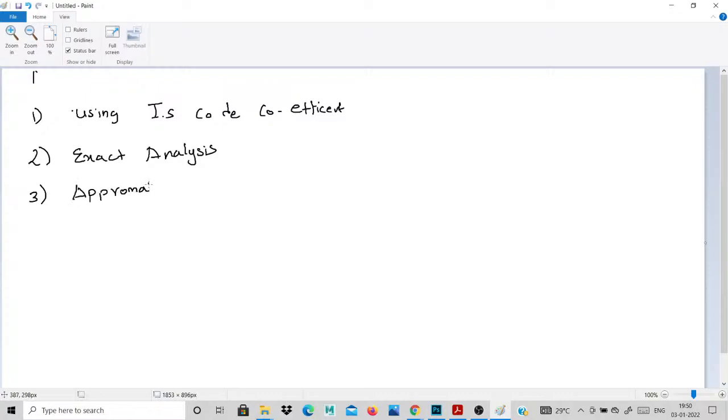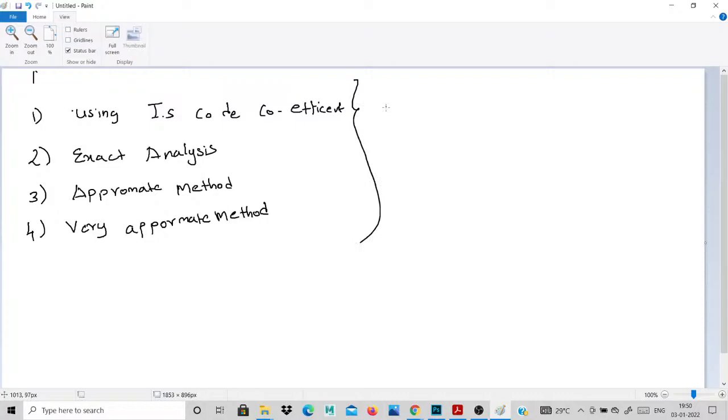The third method is the approximate method. Then the fourth method is a very approximate method. There are four methods available to design a slab.